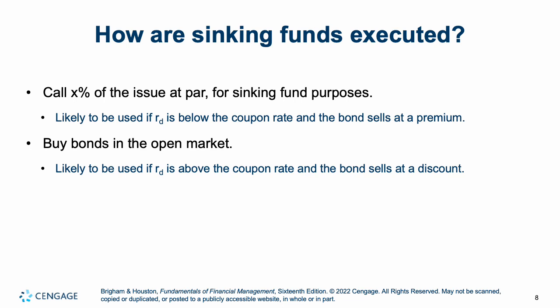Because to make up for that lower coupon rate, you're going to also make money on the bond itself. You're going to buy it cheaper than it's going to be worth when it matures. So in that case, you would buy bonds on the open market, because when bonds get called, they're getting called at par value. So if they're trading for more than par value, you're going to call some of them back at par. If they're trading for less, you'll buy ones off the open market that no one is currently holding and retire those. So that's how sinking funds are generally executed.